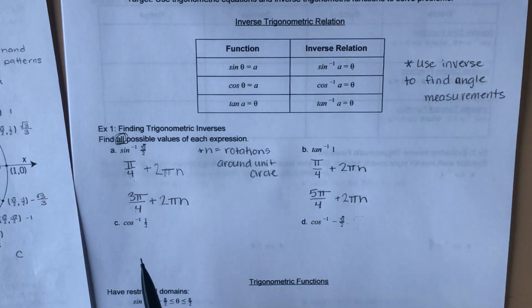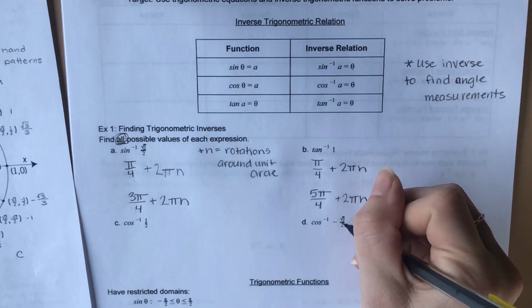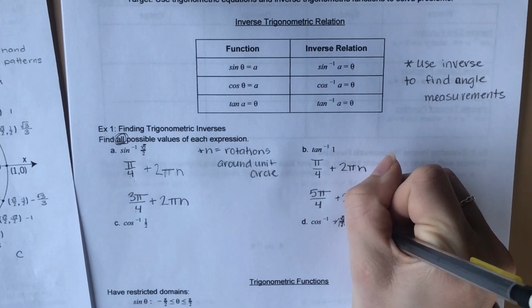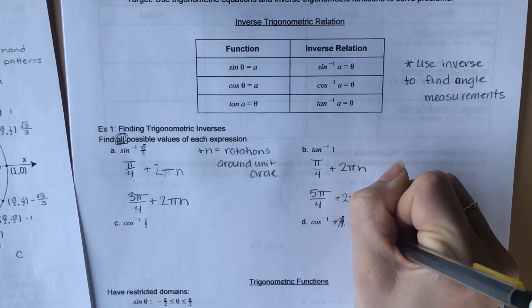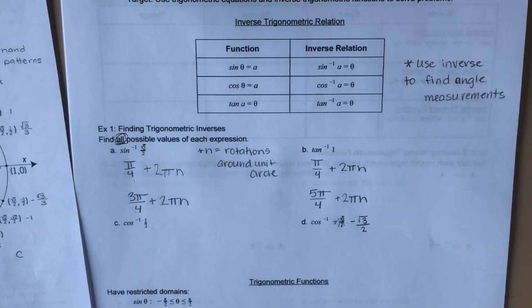I want you guys to try both C and D real quick. We're going to change this one to -√3 over 2. So try those out. When you finish, you can push play and see if you got the same answer as I did.